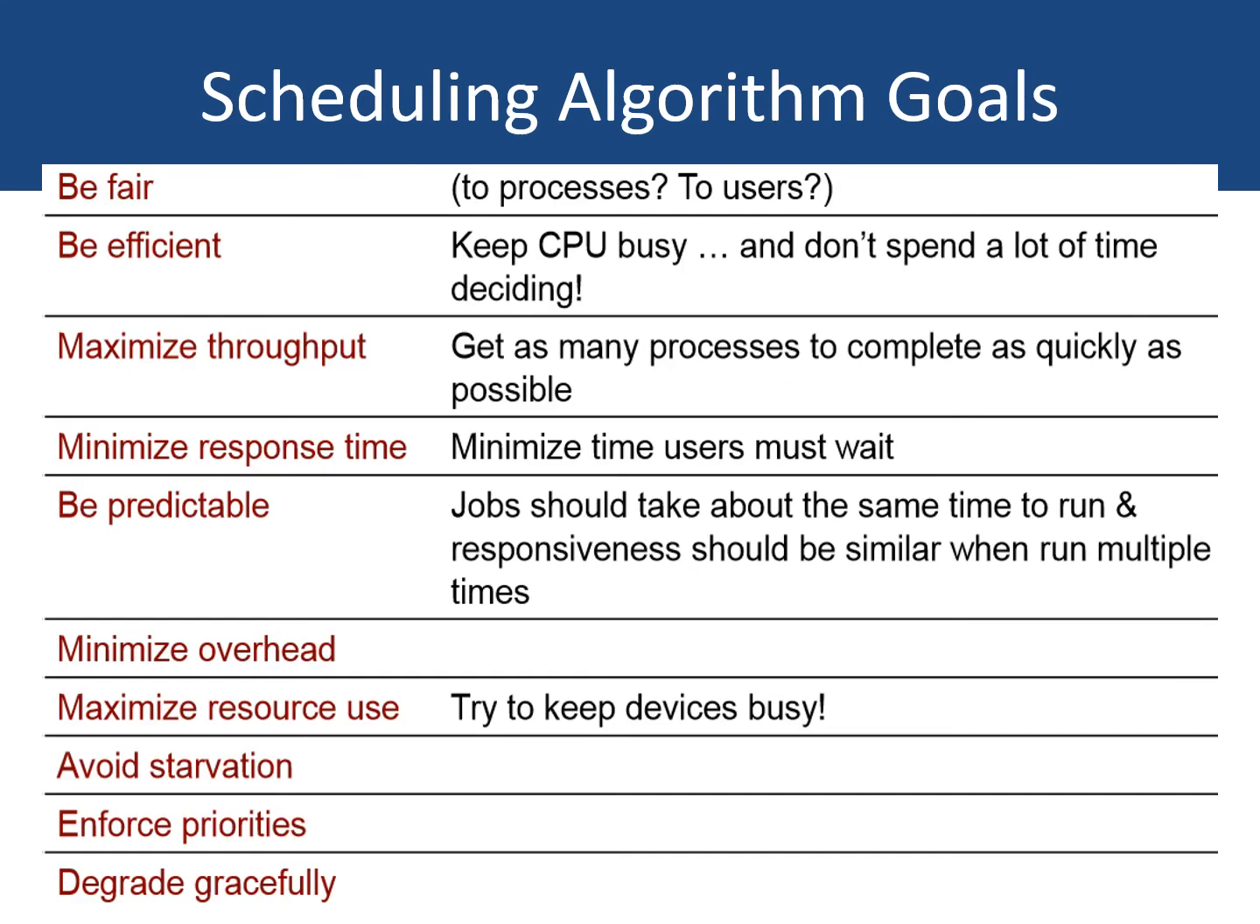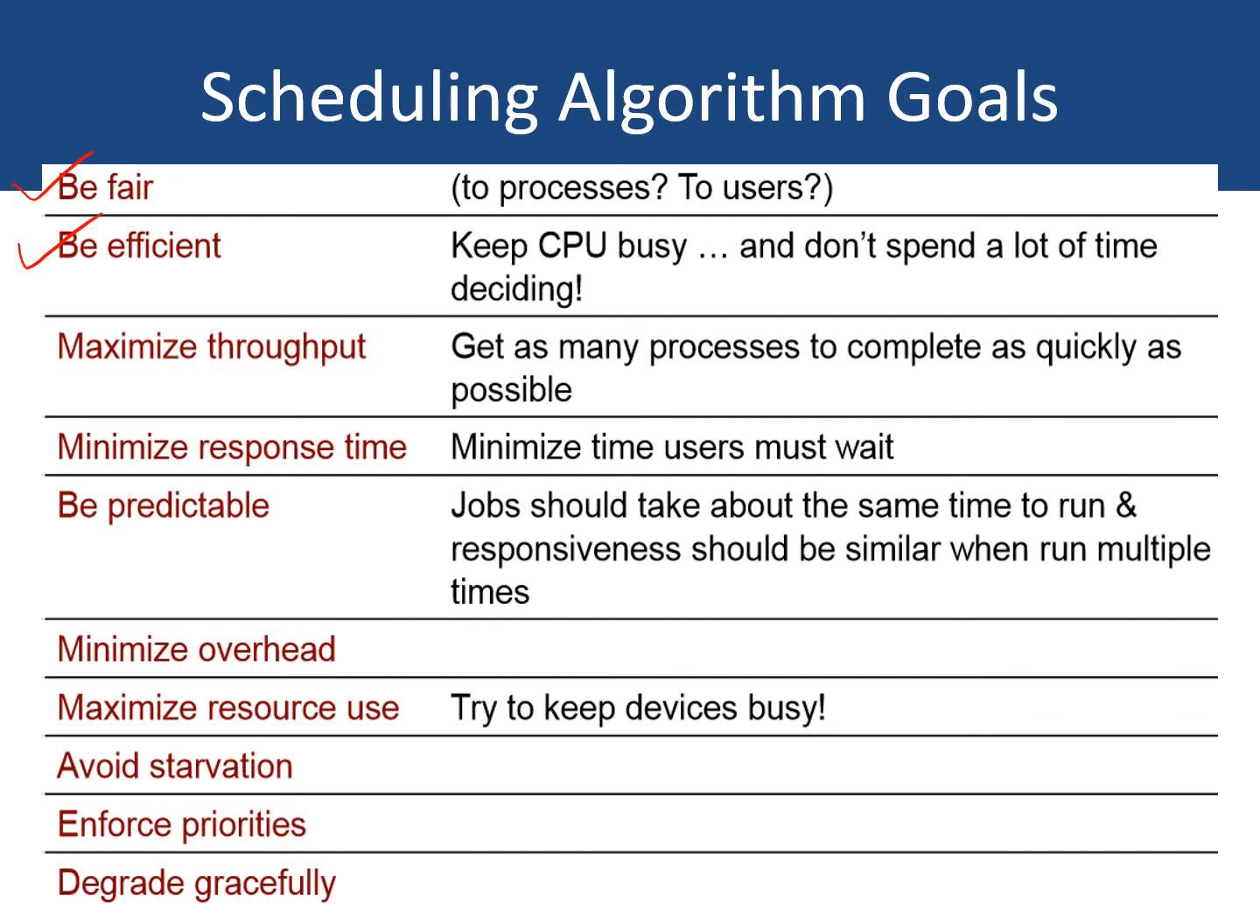Here are various goals that different CPU scheduling algorithms are trying to achieve. So for instance, the CPU scheduling algorithms try to be fair to different processes and to different users, so that different user processes can get their fair share of time to execute on the CPU. The scheduling algorithms also try to be efficient. Efficiency means multiple things here.